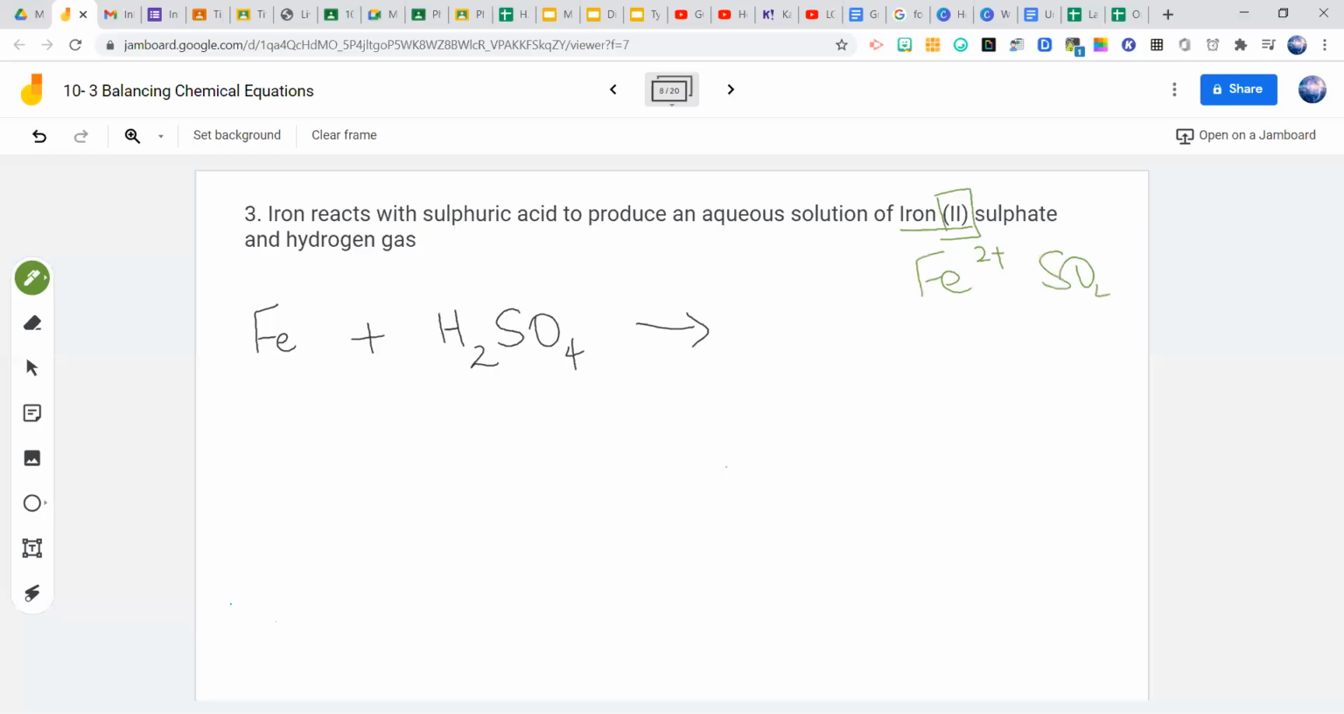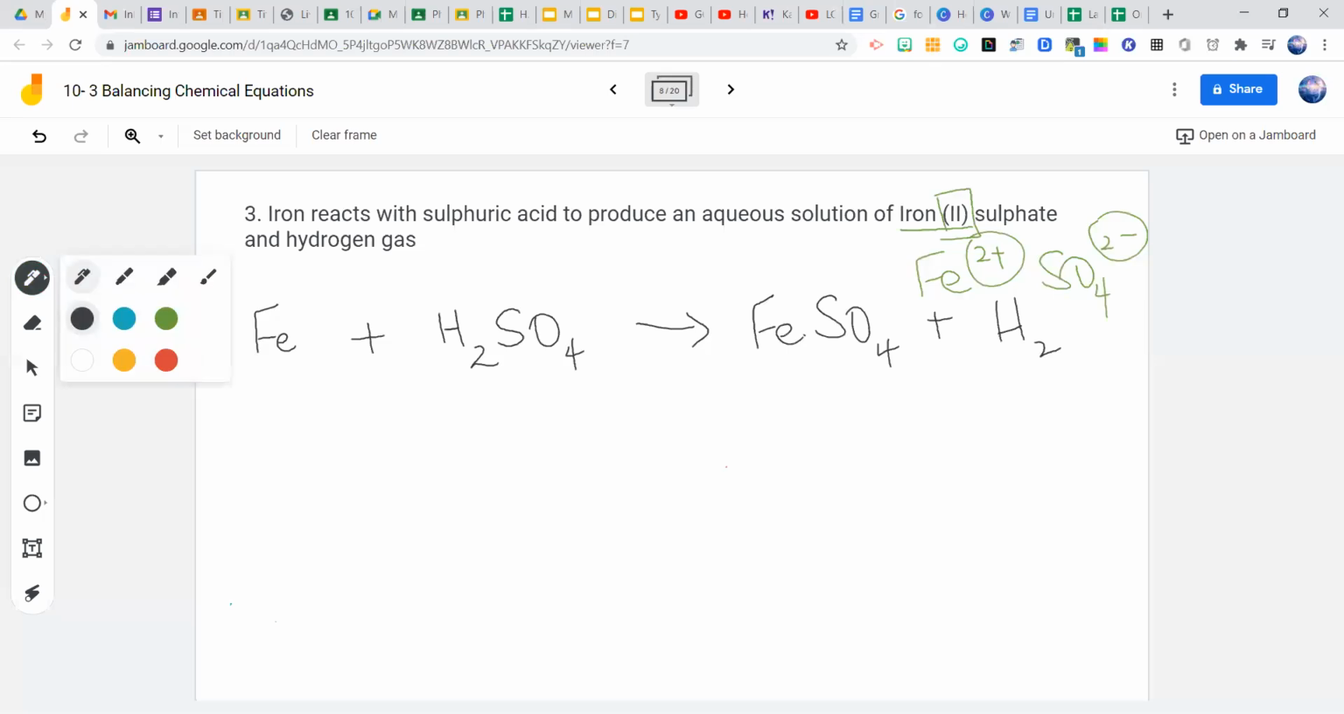And then I need to know my charge for my sulfate. It is 2 minus. Now, what do you notice about these charges? They are the same. So if they are balanced, I only need to write one of each. So I write 1 Fe and one sulfate ion, and that's the formula for iron sulfate. Now we need to write hydrogen gas. How do we do that? It's H2.